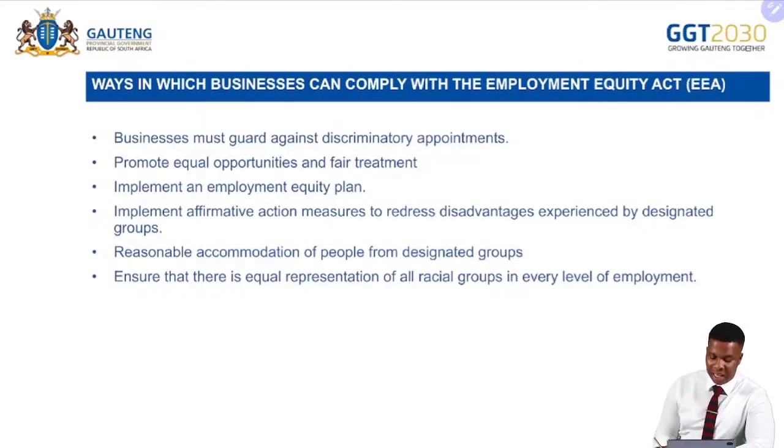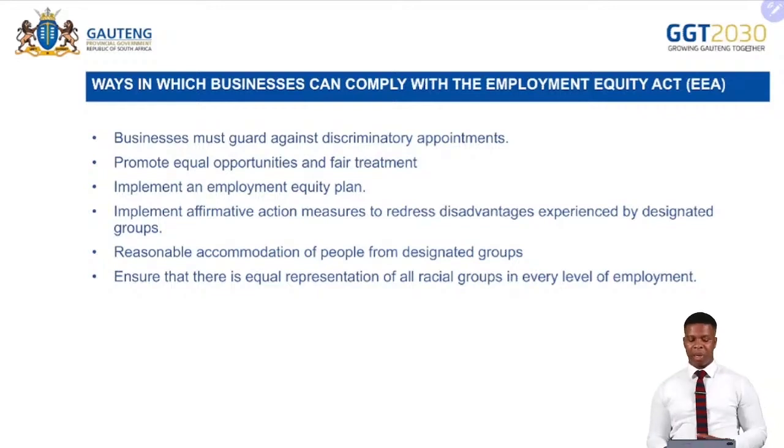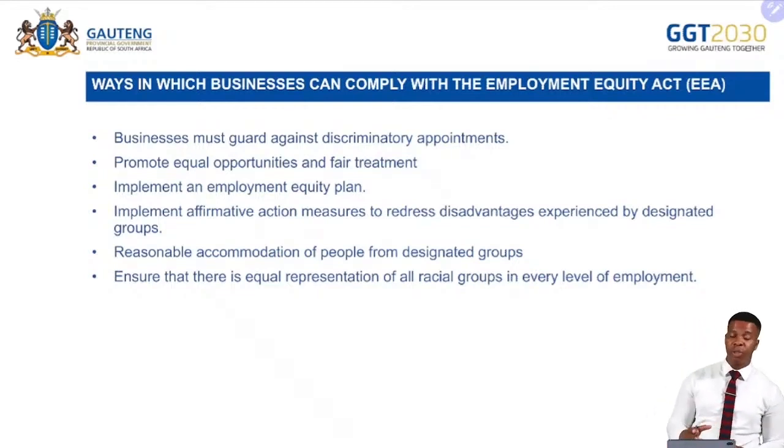Now, businesses must guard against discriminatory appointments, and they should also promote equal opportunities and fair treatment, implement an employment equity plan, and implement affirmative action measures to address disadvantages experienced by the designated groups. Reasonable accommodation of people from designated groups should be there, and they should also ensure equal representation of all races in every level of employment. Let's try to develop a scenario using ways to comply with the Employment Equity Act.